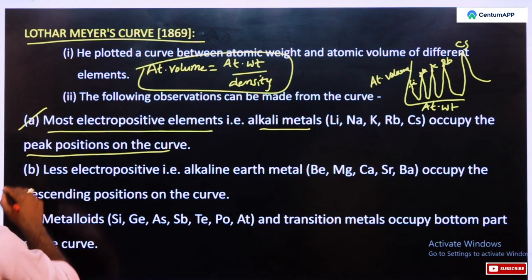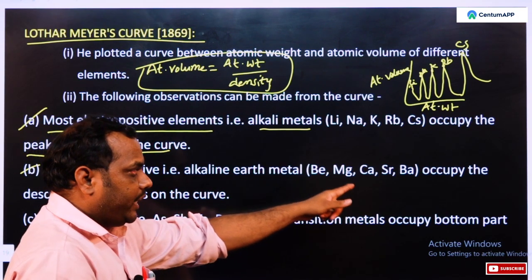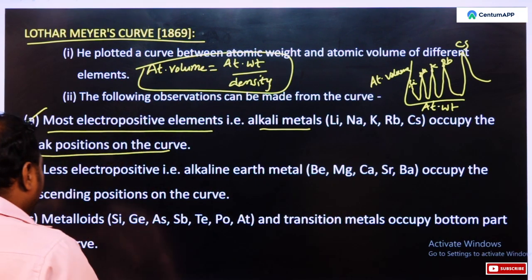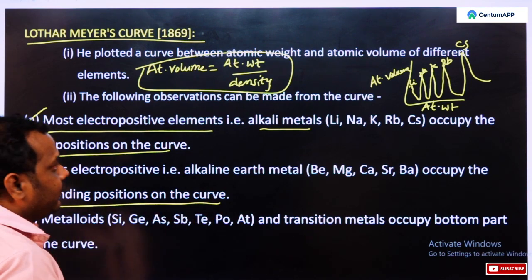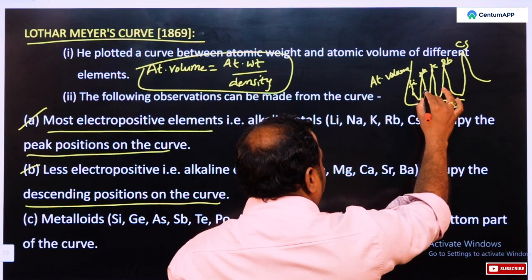Point number one done. Point number two. Less electropositive elements, that is alkaline earth metals, beryllium, magnesium, calcium, strontium, barium, occupy the descending position of the curve. Okay, this is the descending position.